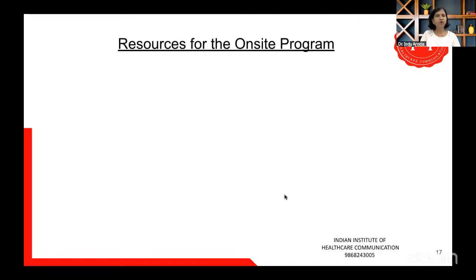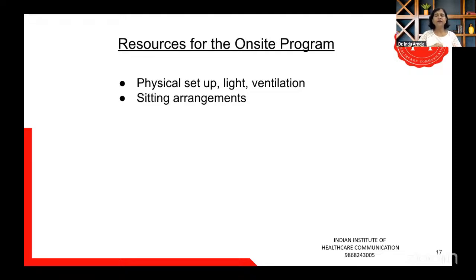So common resources that you will require for an on-site program will include, first of all, the physical setup. Make sure that it is conducive to the training program, like I mentioned in the last slide also. Light and ventilation. It should not be very dark. It should not be too much light. And then, of course, ventilation, so that, if there are a lot of participants in the program, it should be comfortable for everybody to sit and breathe in that area.